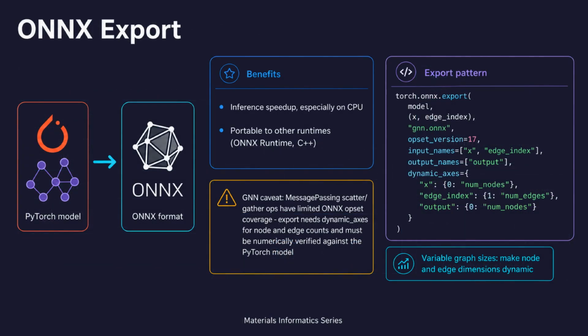ONNX export converts your PyTorch model to a portable format for optimized inference. Benefits include significant inference speedup, especially on CPU. ONNX is framework agnostic, so you can run inference in TensorFlow, C++, or other environments. Use torch.onnx.export with dynamic axes to handle variable node and edge counts. Be aware that the scatter and gather operations inside message passing have only partial ONNX operator coverage, so always compare the exported model's outputs against the original PyTorch model before trusting it.